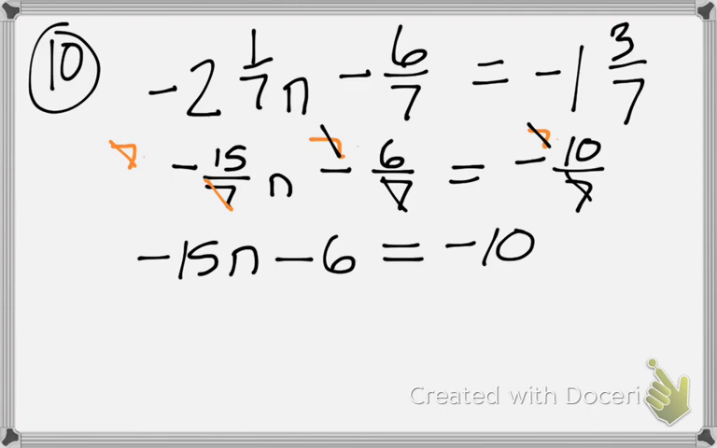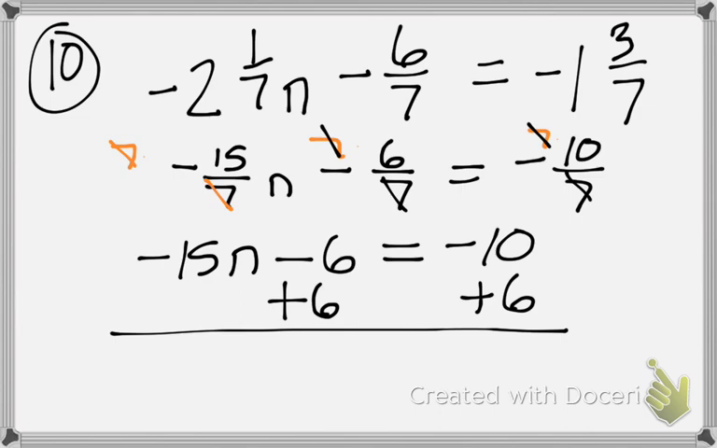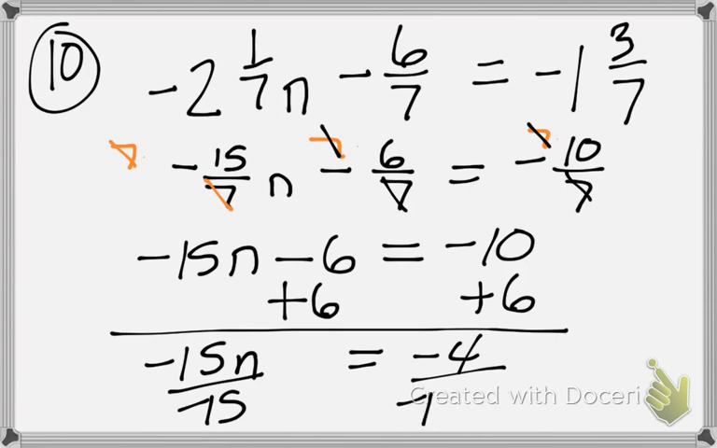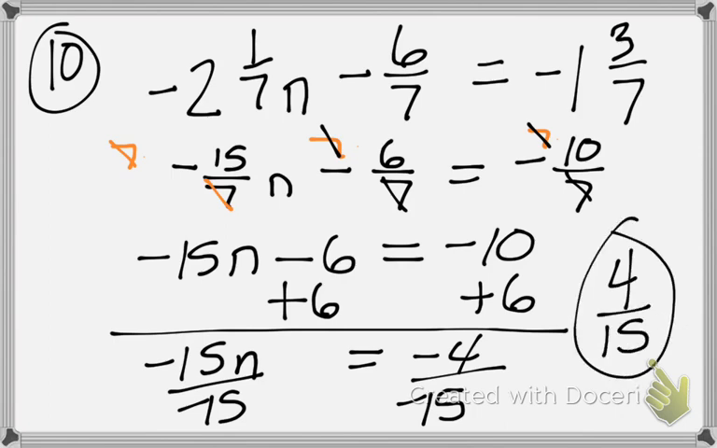Now I've just got a plain old two-step equation. So I'm going to add 6 to both sides. Got negative 15n is equal to negative 4. Divide both sides by negative 15. That negative divided by that negative will cancel. So then I've just got a positive 4 over 15.